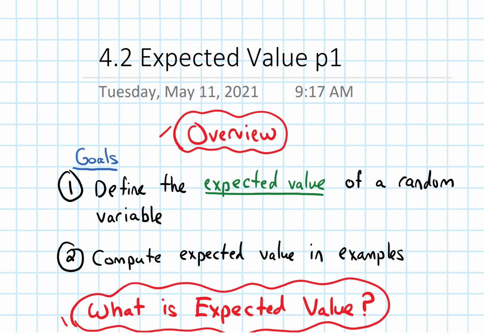So in terms of our goals for this section, we've now talked about what an expected value of a random variable is. So over the next several videos, we are going to do a bunch of examples in which we compute expected values.